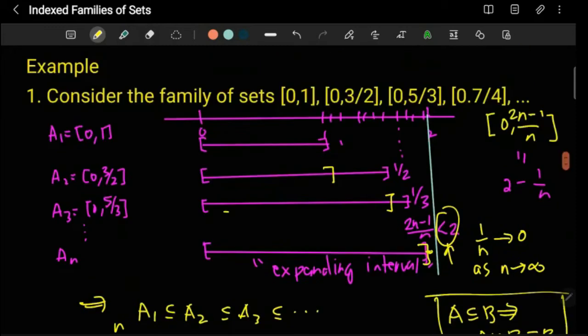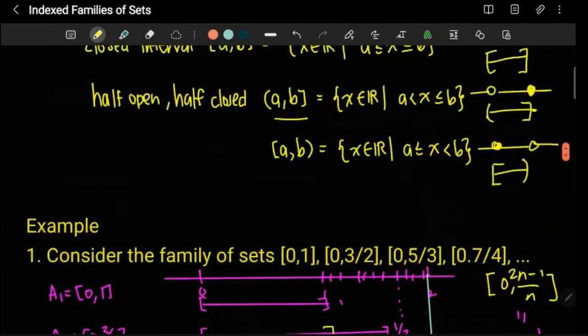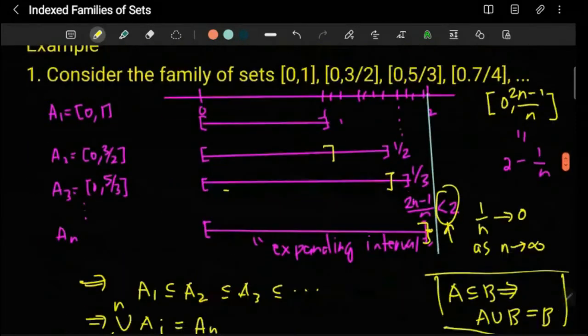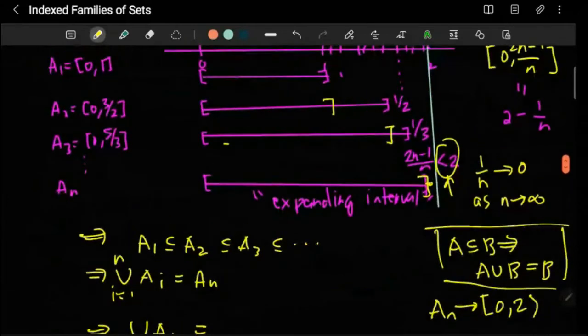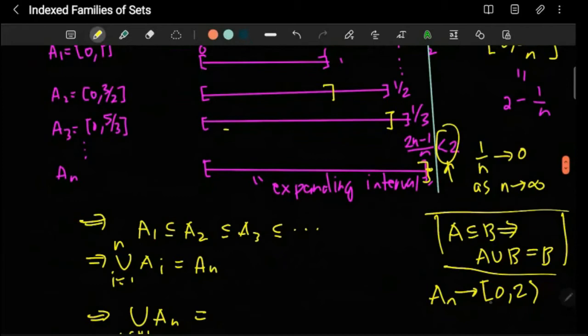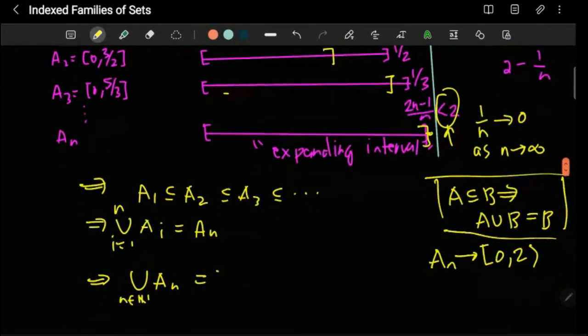Pag not equal, ang ginagawa natin, half open. Alright. So, intuitively, we guess pa lang ha, guess. We guess that the union will approach 0, 2. So, we're claiming now that it is indeed 0, 2. Now, it's a claim, so it requires proof.